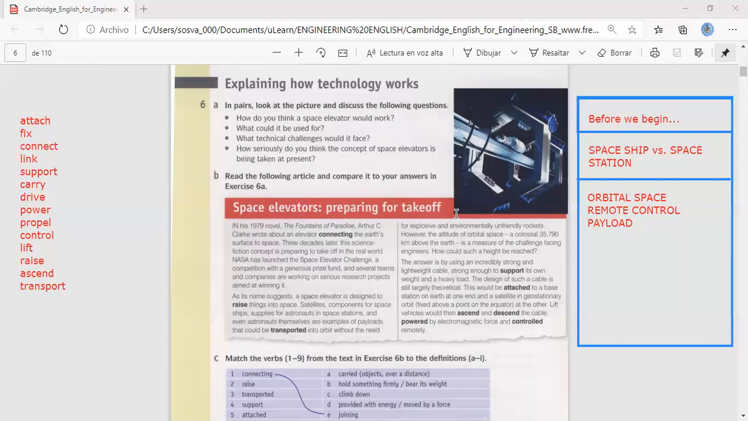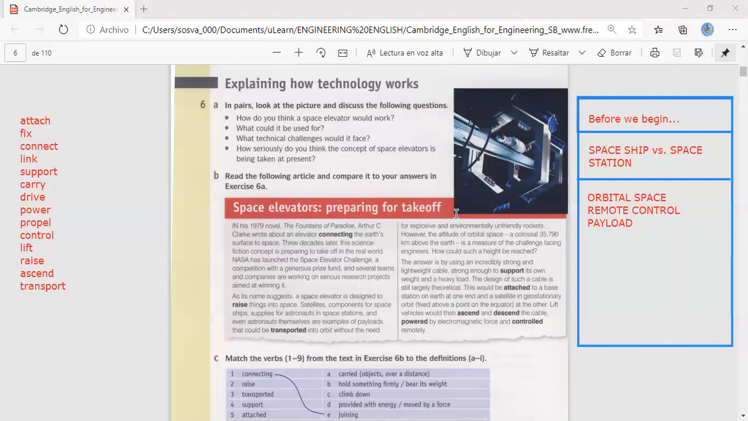It says, in his 1979 novel, The Fountains of Paradise, Arthur C. Clarke wrote about an elevator connecting the Earth's surface to space. Three decades later, this science fiction concept is preparing to take off in the real world. NASA has launched the Space Elevator Challenge, a competition with a generous prize fund, and several teams and companies are working on serious research projects aimed at winning it.